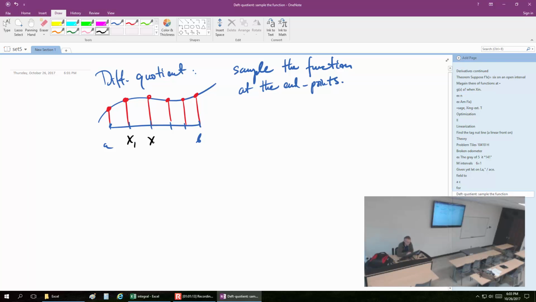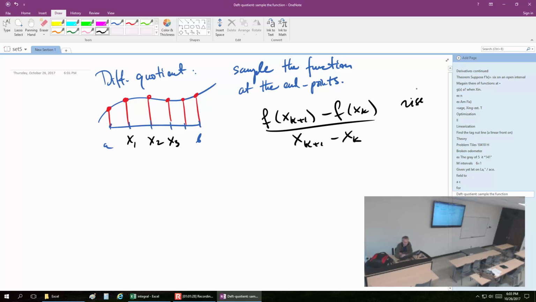Once again, x1, x2, x3. The difference quotient will be, say, f of x_{k+1} minus f of x_k over x_{k+1} minus x_k. So this is the rise and this is the run. What I'm talking about is, say, the very first one: this is the run, and this is the rise right here, the vertical part.